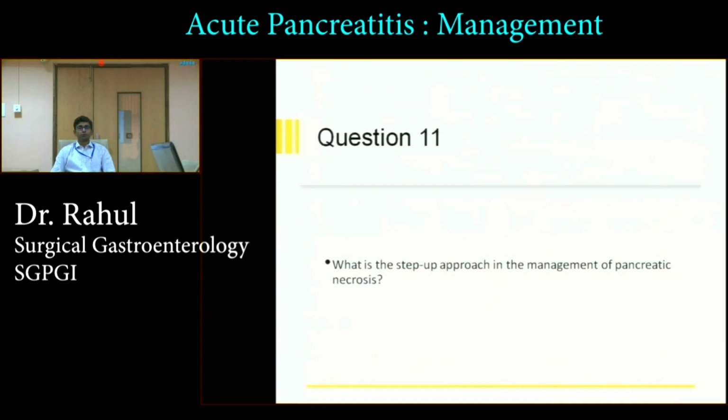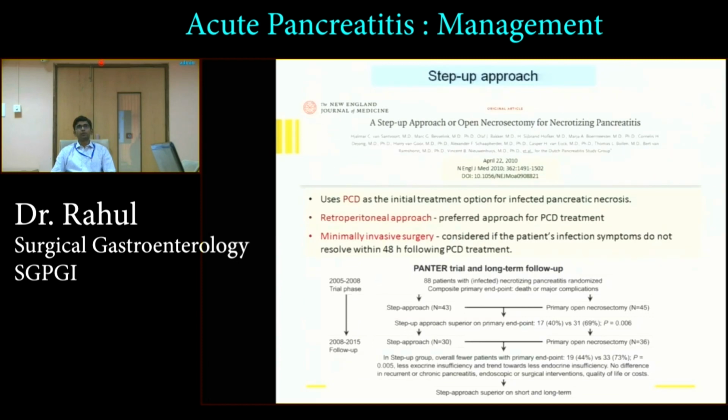So what is the step-up approach? You must know about the step-up approach in acute pancreatitis, so I will tell you in detail. There was an article published in NEJM in 2010 which talked about the step-up approach. That was the PANTER trial, and it compared two groups. One group included 43 patients in which the step-up approach was applied. Step-up approach includes first percutaneous drainage followed by minimally invasive surgery, and if that doesn't work, then we go for open necrosectomy. While the step-down approach was implemented in 45 patients, in which primarily we went for open necrosectomy.